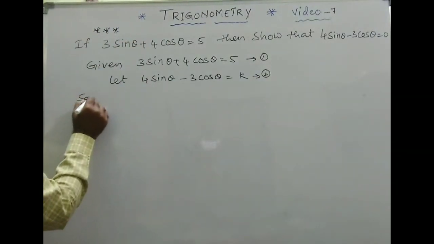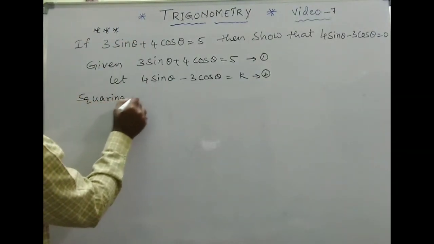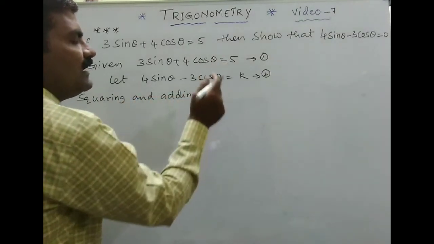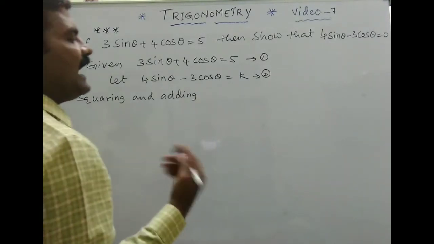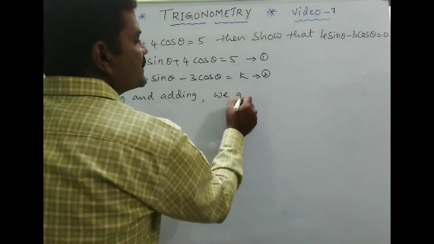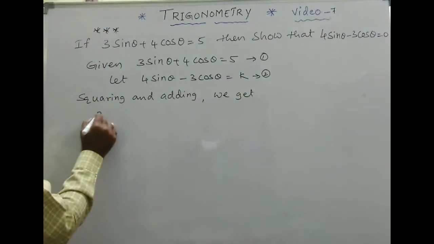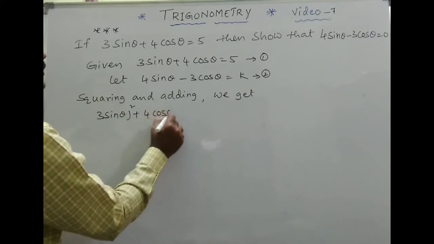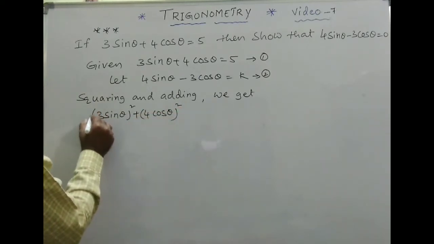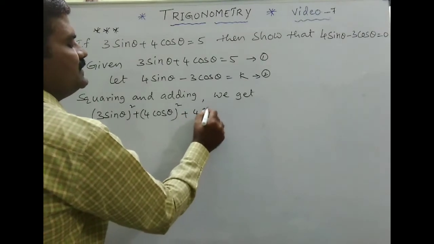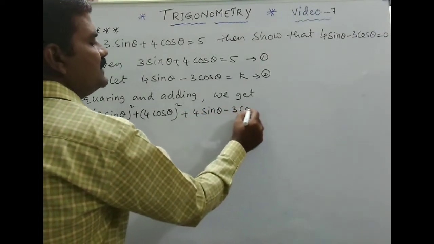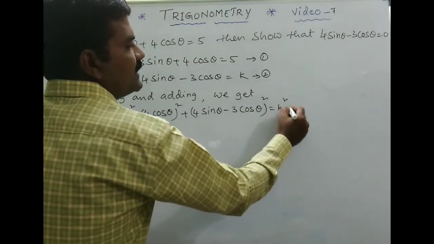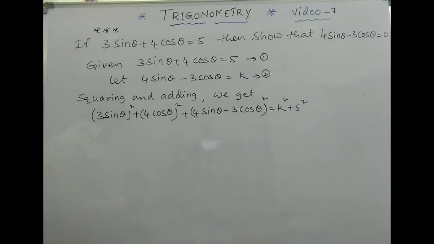So now, squaring and adding. Both equation 1 and 2 are squared and then added. So what do we get? Squaring the left side: (3 sin theta) whole square plus (4 cos theta) whole square, plus (4 sin theta minus 3 cos theta) entirely whole square, which is equal to k square plus 5 square.